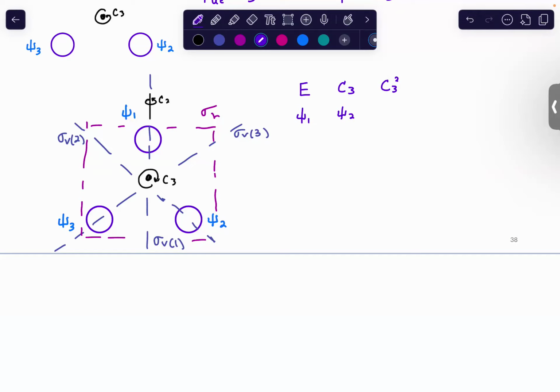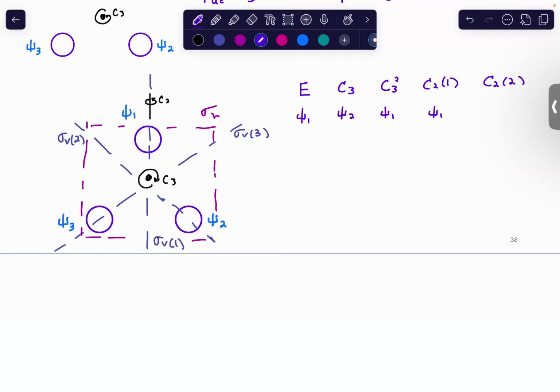Into the psi 3. Yep, so psi 1 becomes psi 3. Okay, so C2 1, that's going to be the one going straight down psi 2. So then C2 2 goes through psi 2, and C2 3 goes through psi 3. So the one we have drawn there is the C2 1. What happens to psi 1 with that rotation? It's psi 1 still. Yep, stays psi 1.